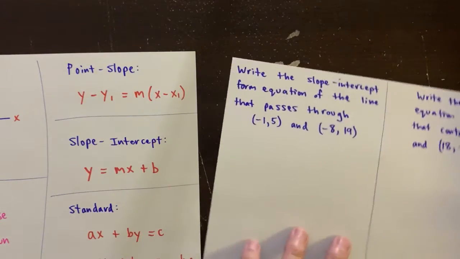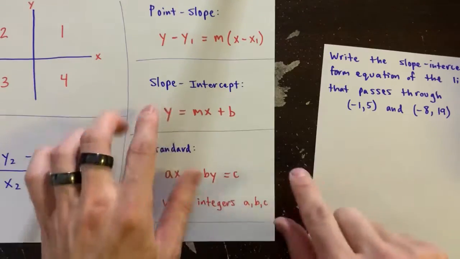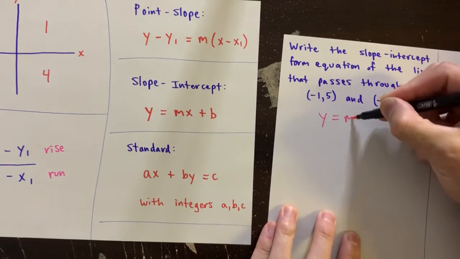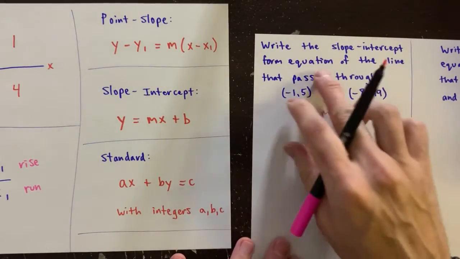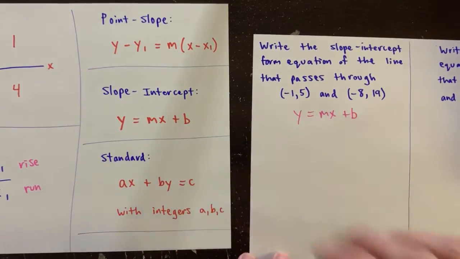What about this one here? It says, right, the slope intercept. Okay, so slope intercept is the very famous y equals mx plus b. Y equals mx plus b. That's what we want. And what are we given? So we want slope intercept, and we're given 2 points.